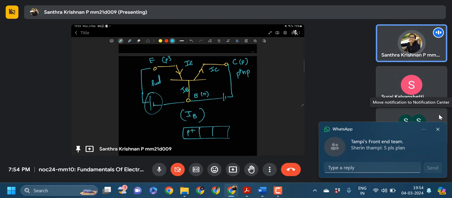Suppose this is P plus, this is N, this is P. So initially there are holes here. Because of the forward bias, they move on to the base region, which is N. Some amount of recombination happens there, and it constitutes IB. The remaining holes go to the P region. Even though holes are the majority carriers, there are minority carriers too. Here, it is connected to the negative terminal. Because of that negative field, the holes will recombine with the electrons and are pulled out of the circuit. That is what constitutes IC.